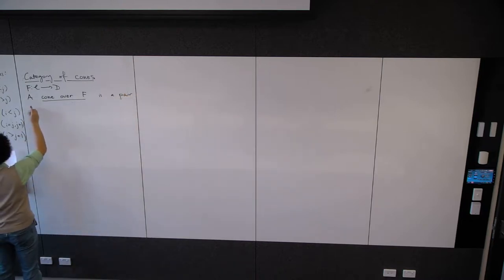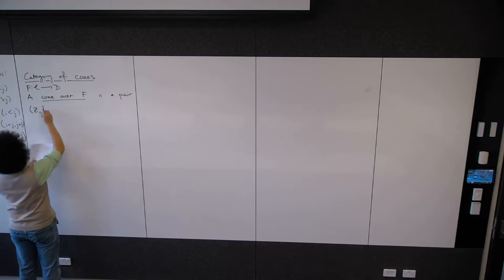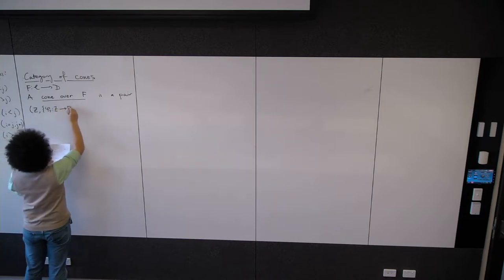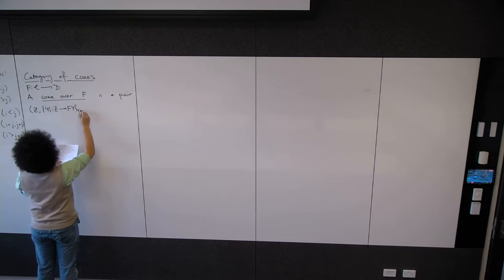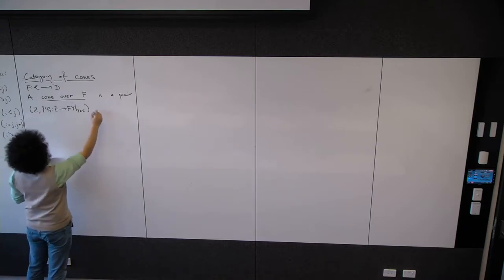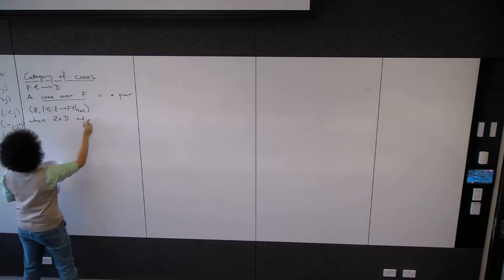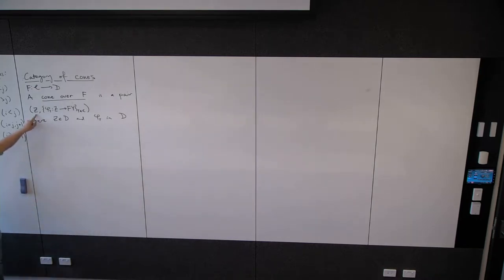And it's a pair, say Z and maps from Z to the image of F and D for each object y in C. So it's a pair. The pair is one object, where Z is an element of D and phi y is in D as well. So Z is an object. This second thing is a collection containing one morphism in D for each object y in C.